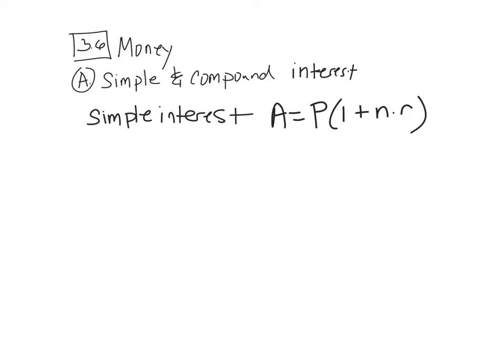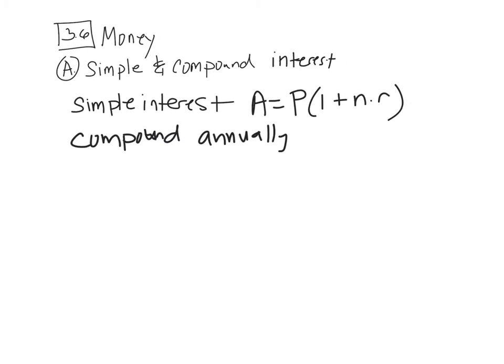Then you have compound annually. So this is, let's say you invest that $100 at 5%, then they take that money that you got that first year and they compound it. They put it back onto your amount, and now the next year you're making more money because you have more money in your account. So that looks like this: A equals P times (1 plus R) to the N. And that looks familiar to you, right? We have. Okay, now this one you have not done.